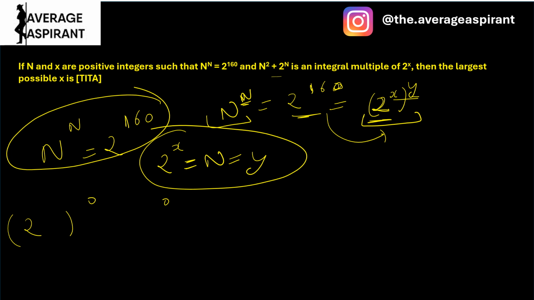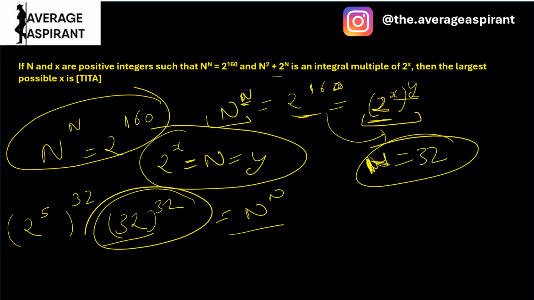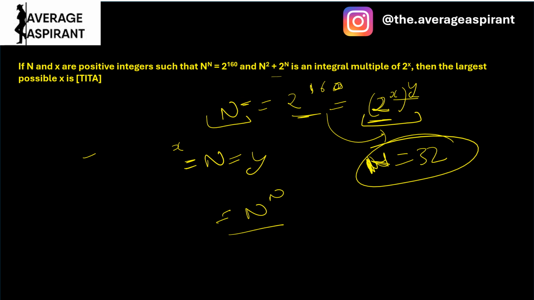Let's divide it by 5. If you divide it by 5, our outer number will be 160 by 5, which is 32. And this will be 2 to the power 5, and 2 to the power 5 is 32. So now by hit and trial, we got that n raised to the power n is equal to 32 raised to the power 32. So now we have n which is equal to 32. So we got n. What is the next step?